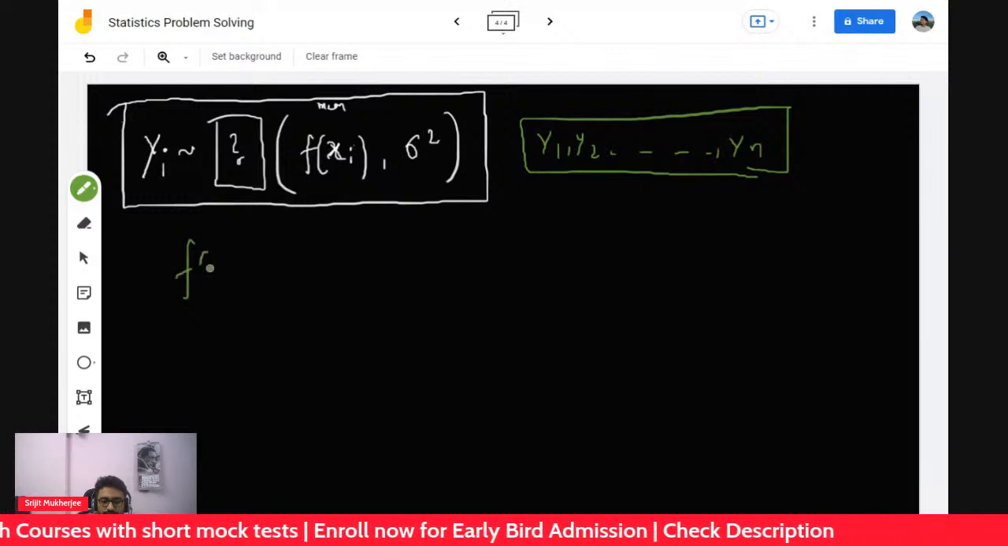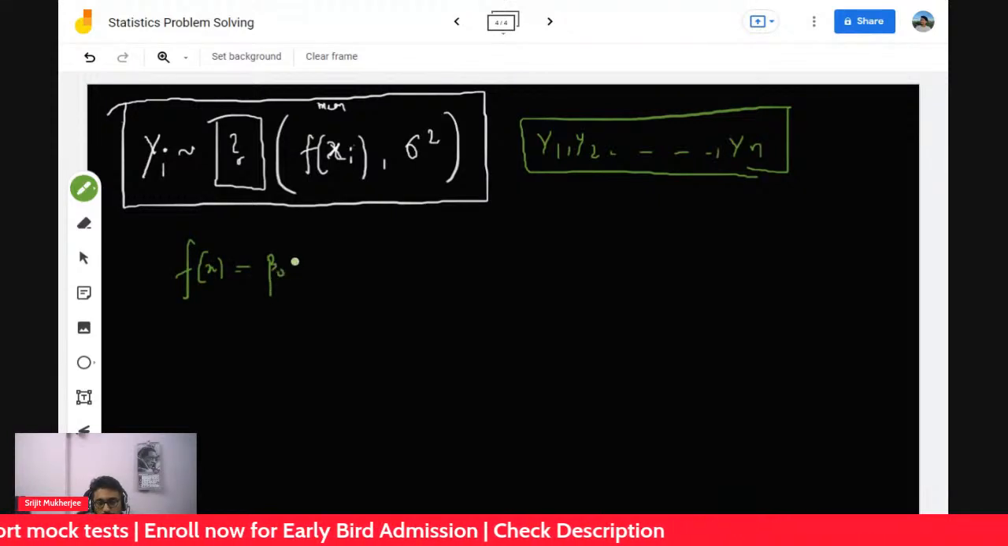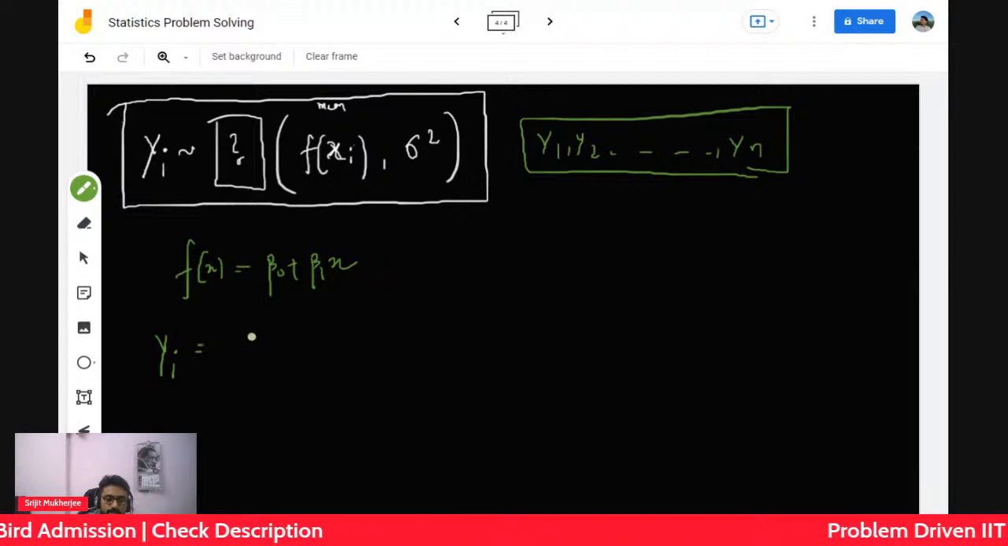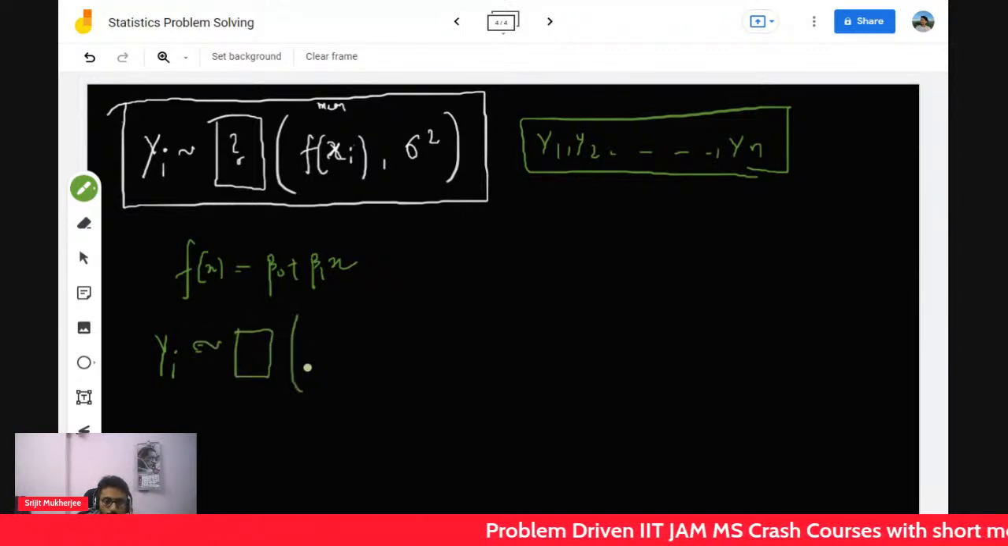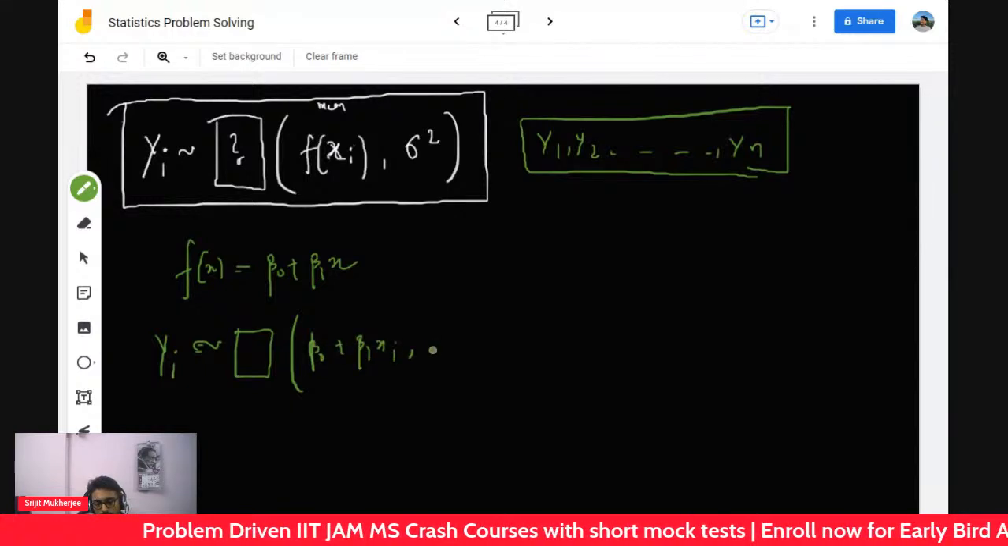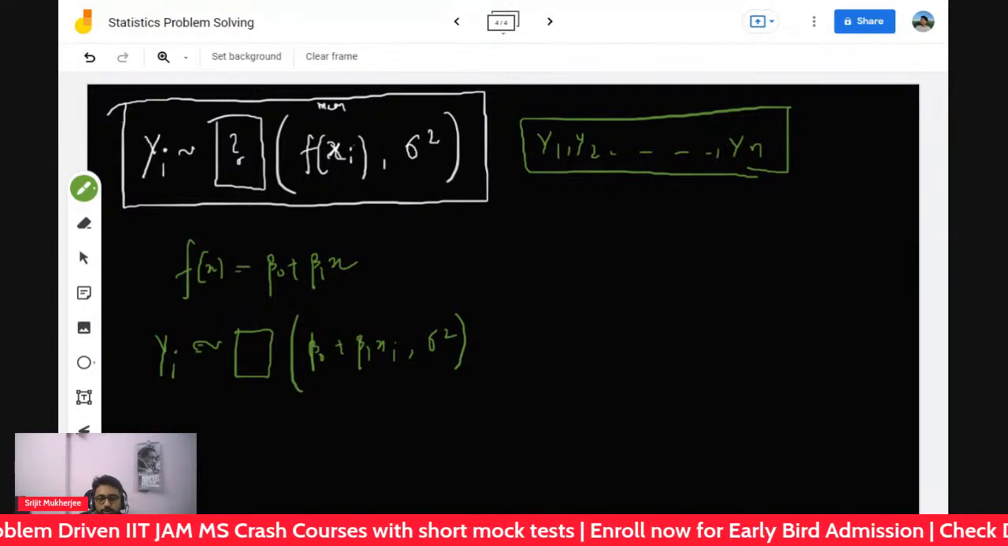So what is f of x here? f of x is nothing but beta naught plus beta 1 x. Therefore yi follows a certain distribution with mean beta naught plus beta 1 xi and variance sigma square. This is the distribution of yi you have.